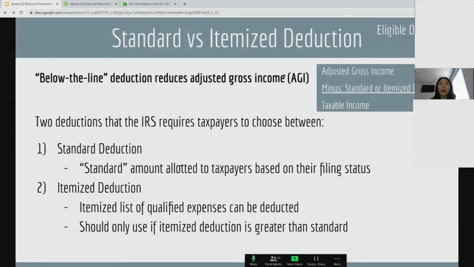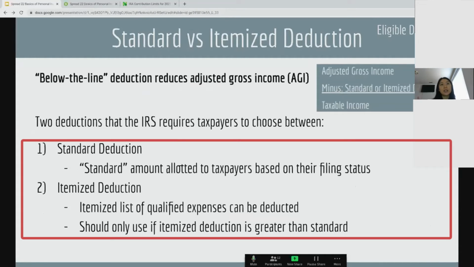Let's talk about below the line. Below the line brings down your taxable income. And the IRS lets you pick between two deductions. It's only one or the other and not both. The first one being the standard deduction, and the second one, the itemized deduction.